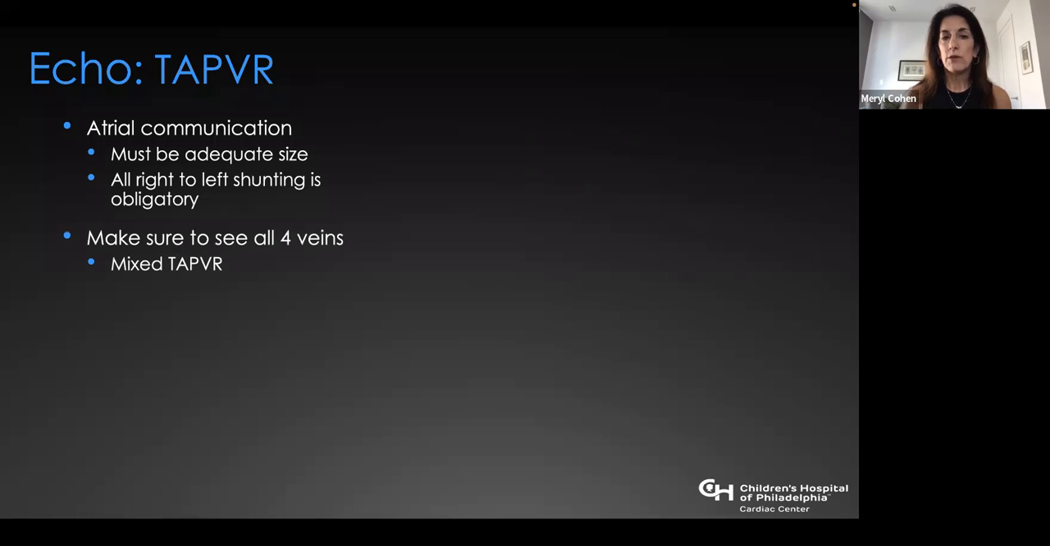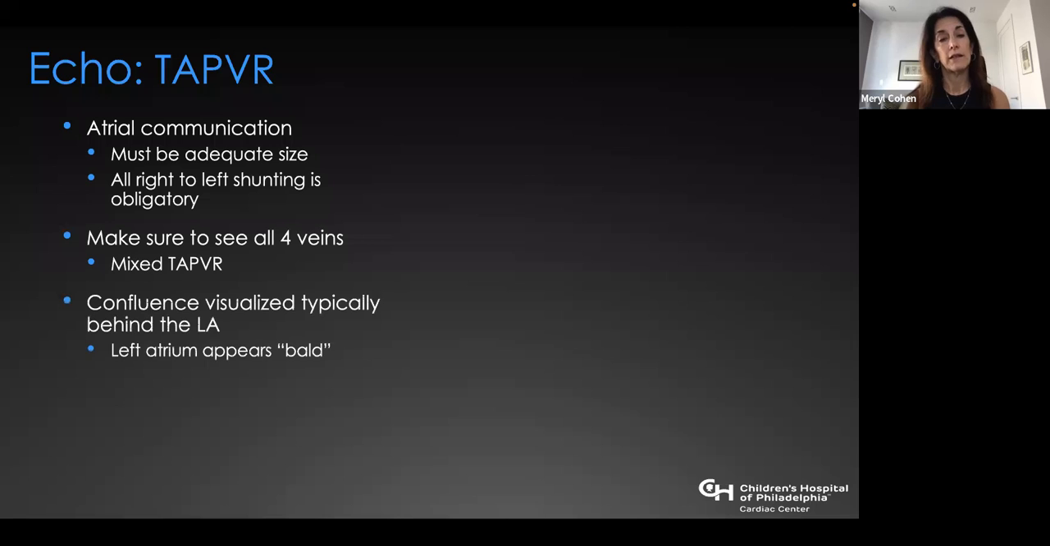It's important to try to identify all 4 pulmonary veins when you're looking at the confluence in total anomalous pulmonary venous connection, because if you have mixed total veins, the prognosis is much worse, and I'll go over that a little bit later in the talk. The confluence is typically visualized behind the left atrium, and so in apical 4-chamber view and in other imaging views, you'll see that the left atrium appears bald.